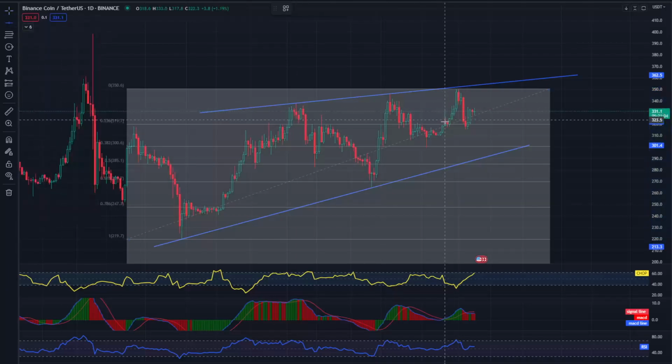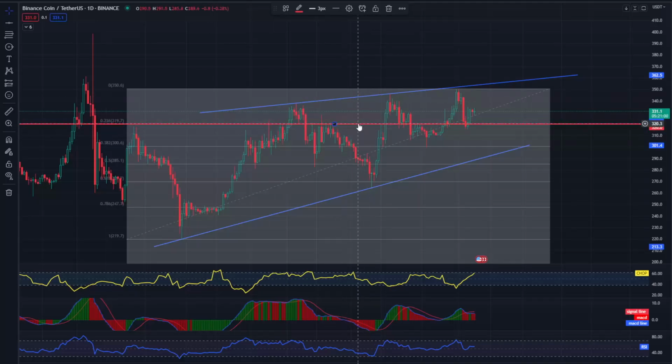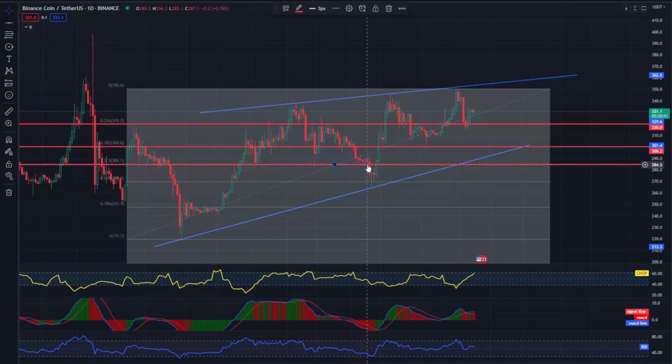And here, the first support is at $320, the second support is at $300.20, the third support is at $284.80, and then we have strong support at $269.40.